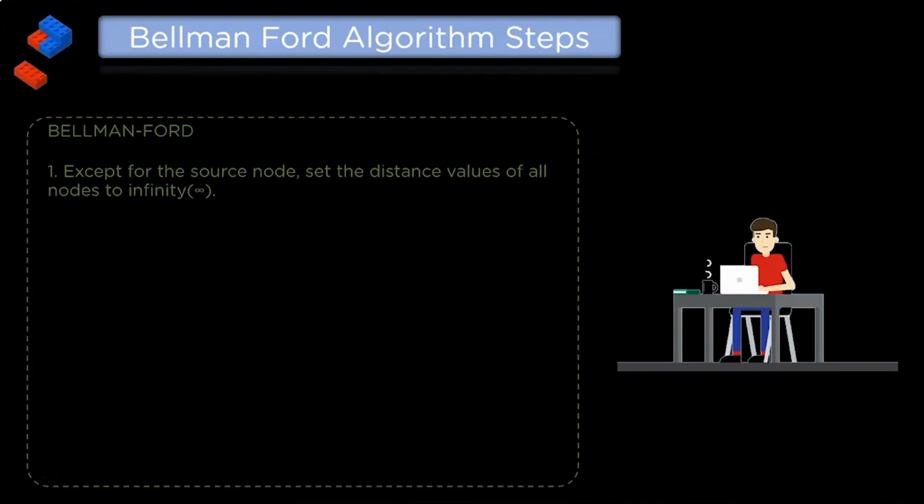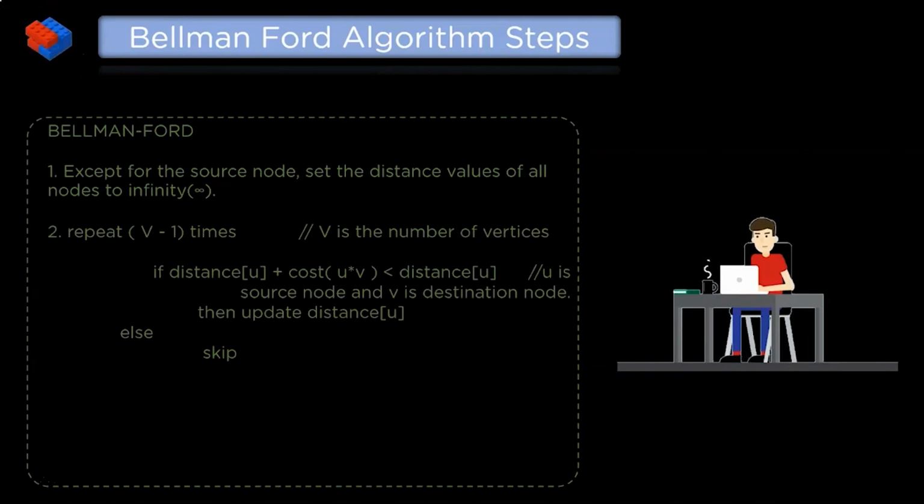Set the distance values of nodes to infinity except the source node. Then we must repeat the relaxation step V minus 1 times, where V is the number of vertices. So, if we have an edge from u to v, where u is the source node and v is the destination node, then v will be updated with a new distance value if the distance of u plus the cost of the edge uv is less than the distance of v. Otherwise, we will not update it and we will skip it.